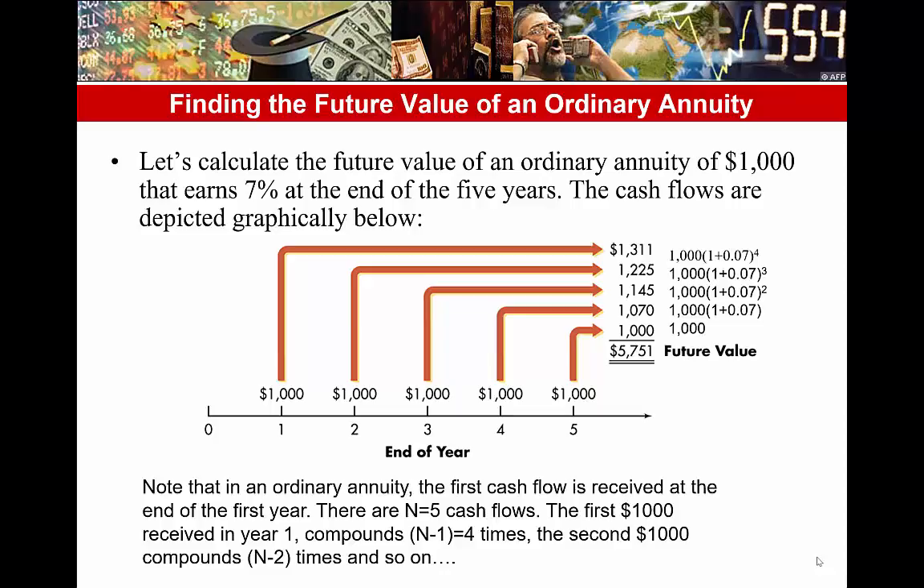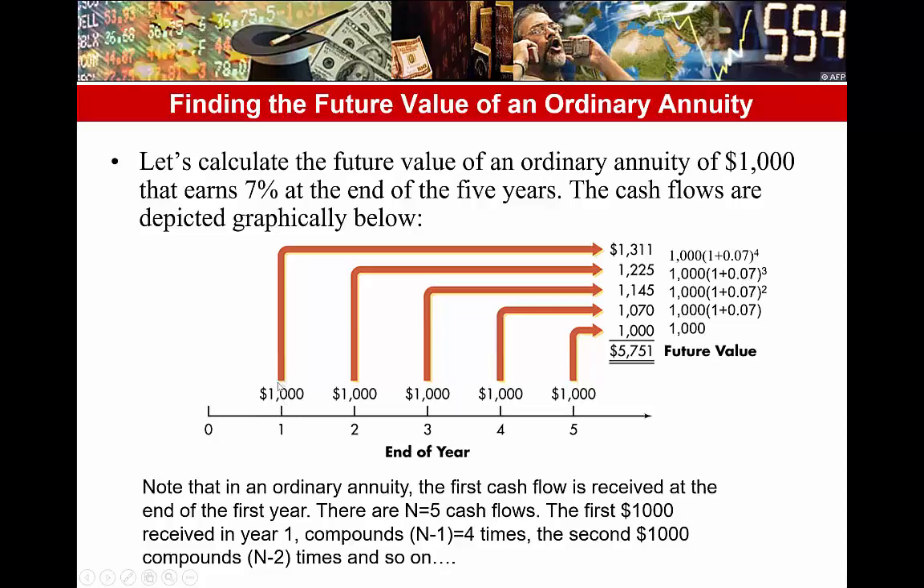As you see in here, the first cash flow occurs at the end of the first year, the second cash flow at the end of the second year, the third cash flow at the end of the third year, and the fourth one is at the end of the fourth year, and finally the fifth cash flow occurs at the fifth year.